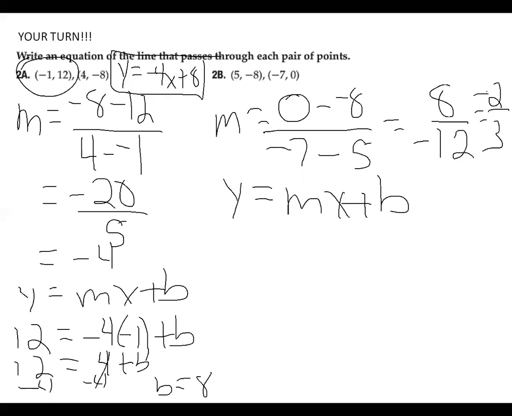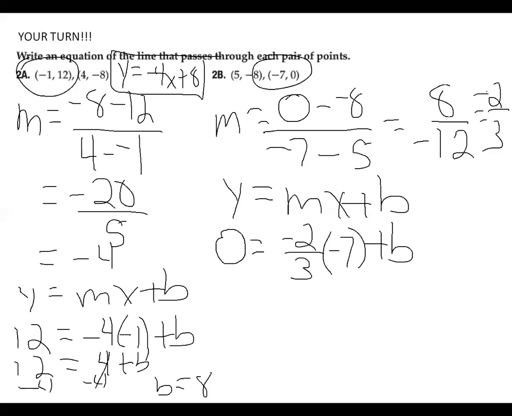So if I have y equals mx plus b, I'm going to use the second point. 0 equals the slope negative 2/3 times x, which is negative 7, plus b. Now to multiply those, I would put the negative 7 over 1 and multiply fractions. So I'd have 0 equals negative 14 thirds plus b. Add 14 thirds to both sides.